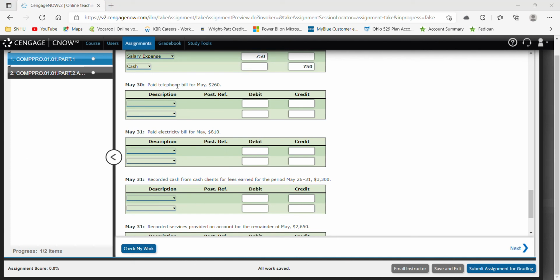All right, May 31st. We have a telephone bill. We can record that as a miscellaneous expense, and it's going to be $260. We paid it out of cash. Paid our electric bill. Again, miscellaneous expense, and we paid it with cash.